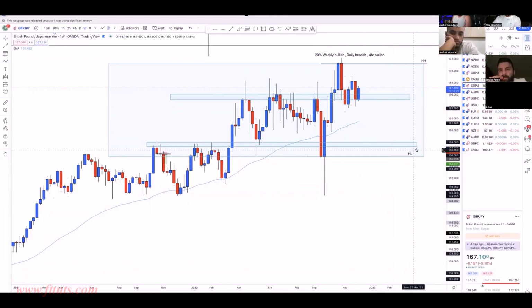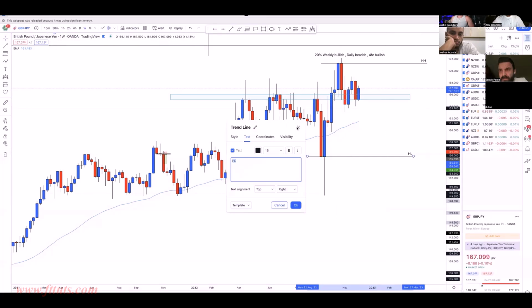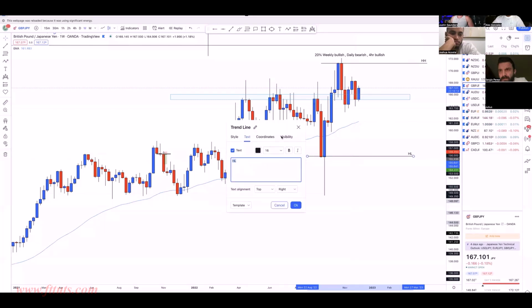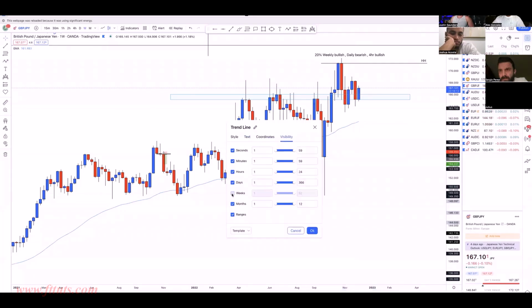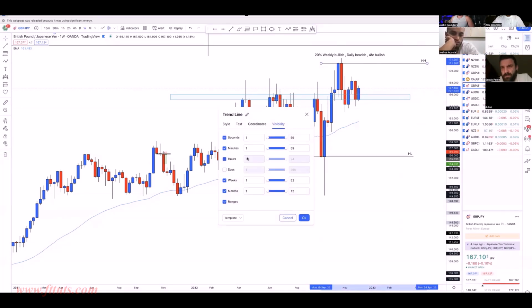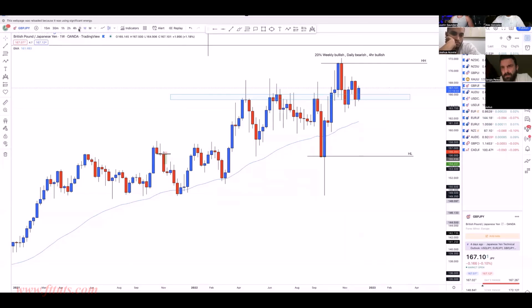Easy money, right? So for now, we'll just take off this box. We don't need it. And then we'll leave this visible on just the weekly time frame. Let me see here. How do you do this again? Double tap it. There you go. Visibility. Only make it visible on the weekly. Same thing for this. Only visible on the weekly. So now we go down to the daily.